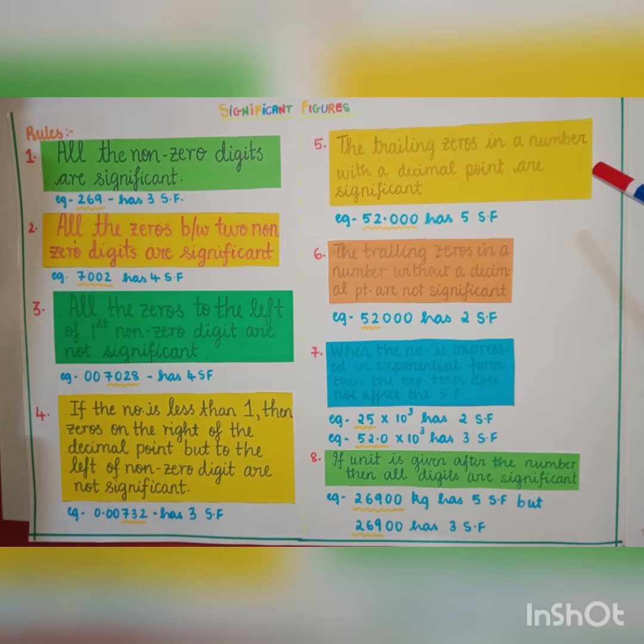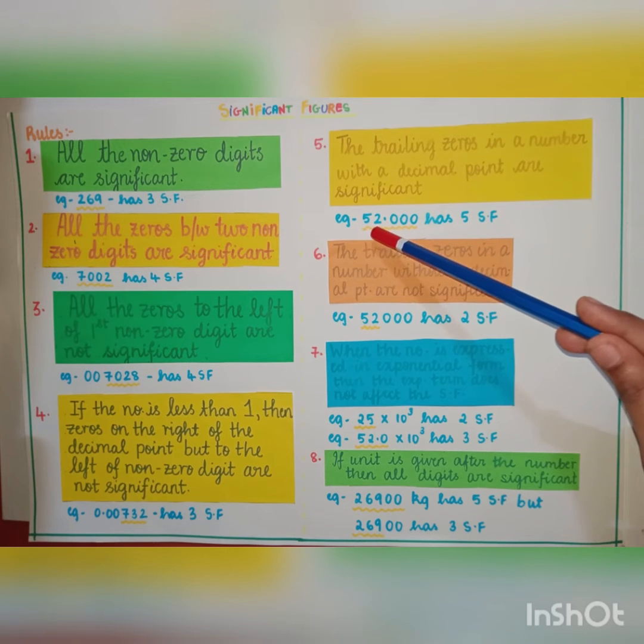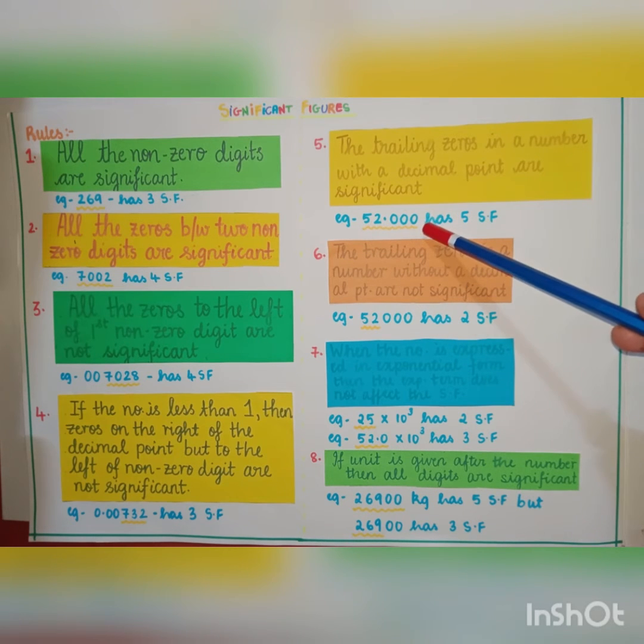Now according to the knowledge of rule number 1, we already know that 5 and 2 are non-zero digits and hence are significant. And according to rule number 5, these 3 zeros, since they come after the decimal point and at the end of the number, are considered trailing zeros, and trailing zeros are significant. Therefore we can say that overall this number has 5 significant figures, which are 5, 2 and these 3 zeros. I hope you are all clear with this rule.